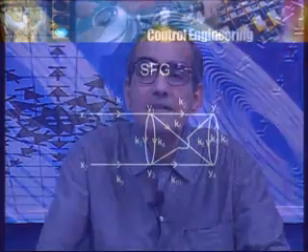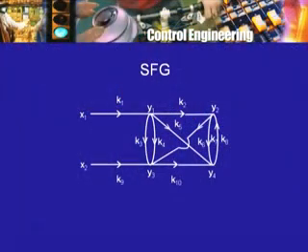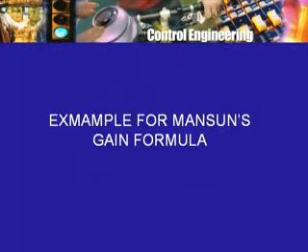Let us try applying Mason's rule to a more complex signal flow graph. Let us draw a graph with 2 input nodes and 4 other nodes. This is not necessarily representing some actual physical system, it is just an example to illustrate the application of Mason's rule.